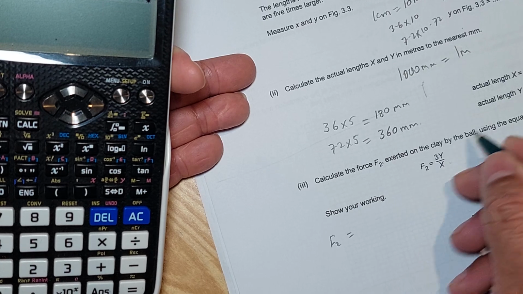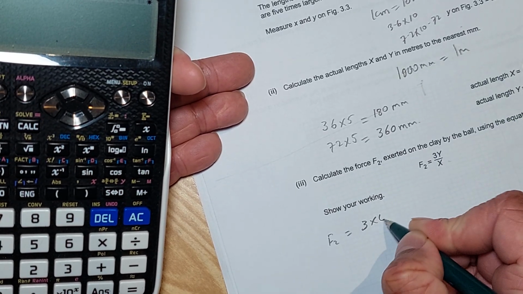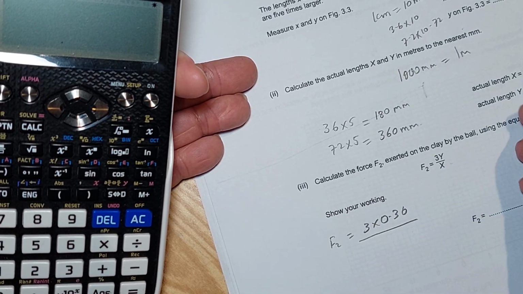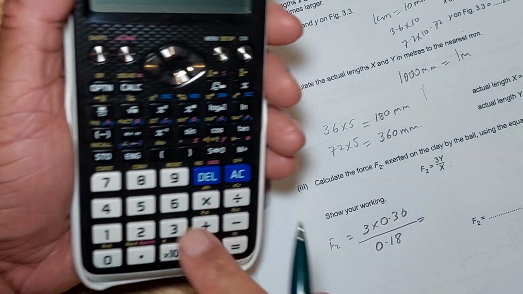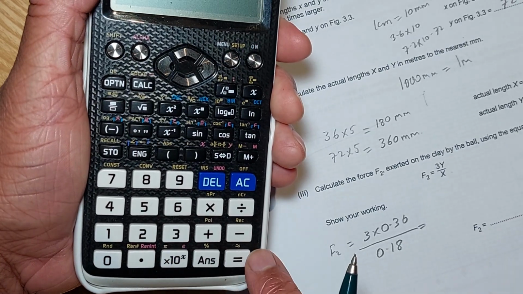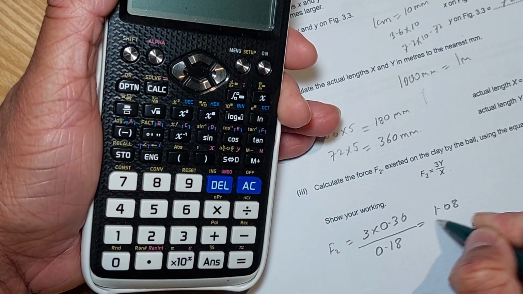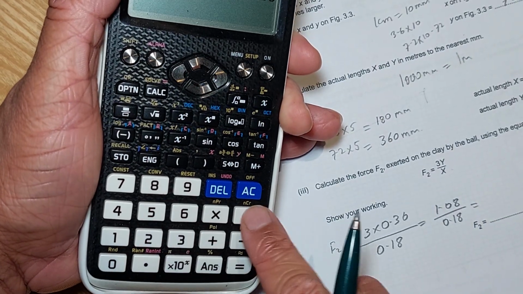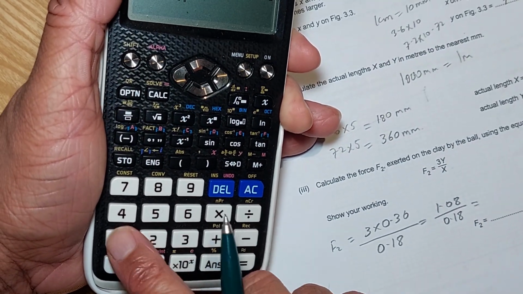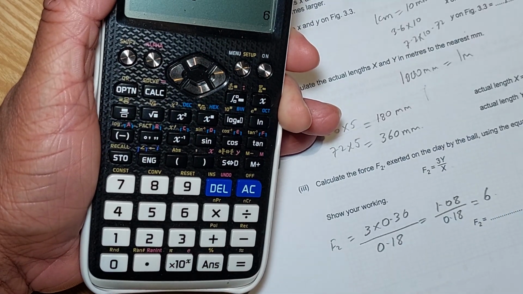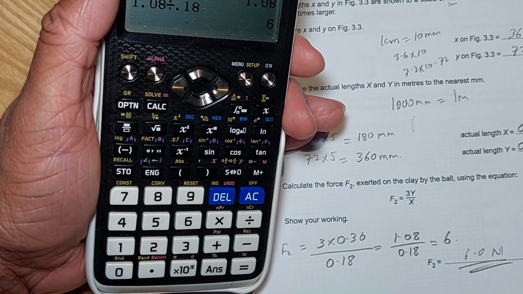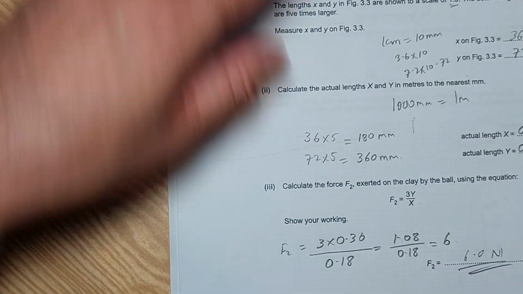What are you going to do? 3 times Y, which means 3 times this, which means 3 times 0.36. If you're going to mess this up and lose those marks, that's going to be a shame. How difficult is this? Yeah, 3 times 0.36 is 1.08 divided by 0.18, which gives you 1.08 divided by 0.18, which gives us a whole 6.0 newtons. Okay, this is the value we get from our calculation. Let's see what else we have to do.